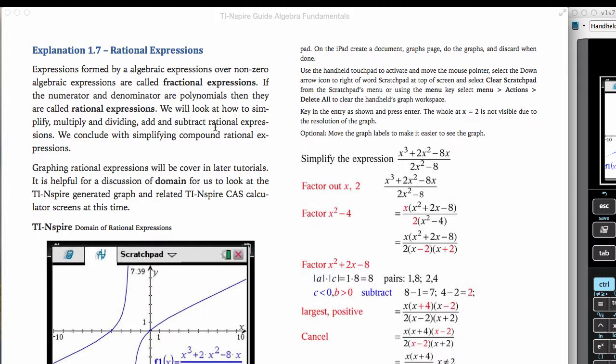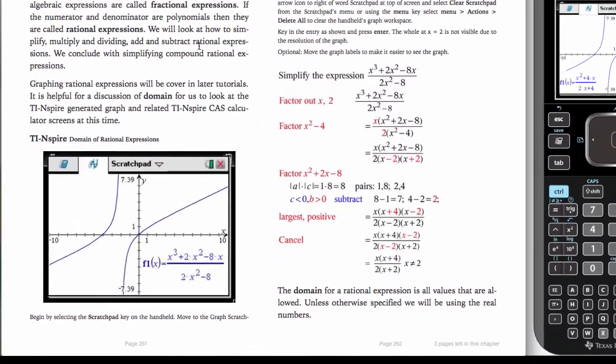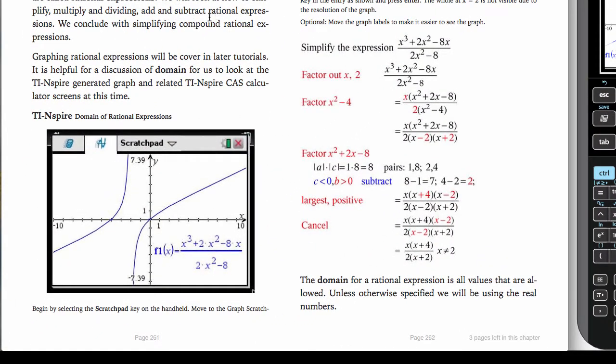Rational expressions are very, very helpful when we study calculus. In fact, we do a little bit of work with calculus in this chapter. When you're looking at calculus, there are a lot of tough concepts, and our CAS calculator will make these tough concepts easier to learn by letting us view them graphically and with the various calculations. Okay, let's take a look at the Scratchpad screen that we have right here.